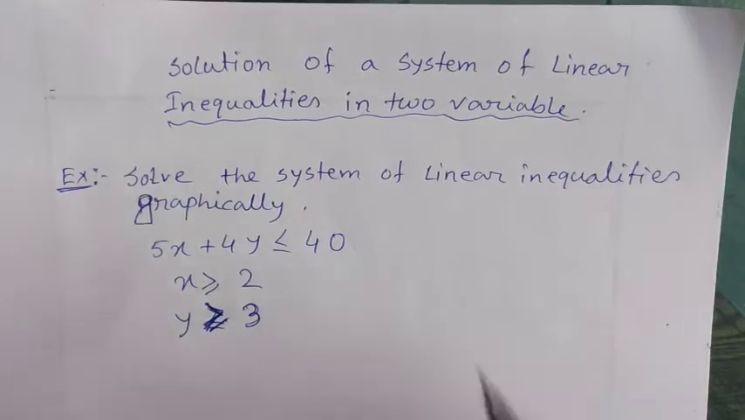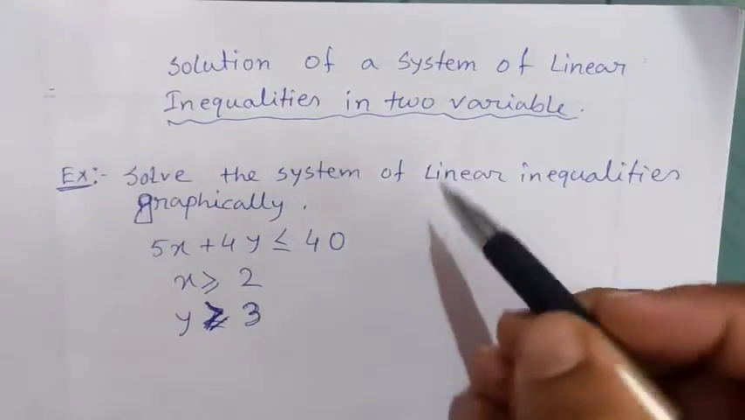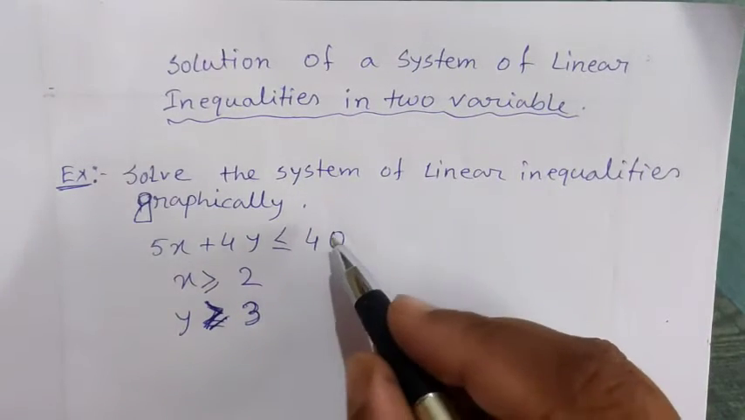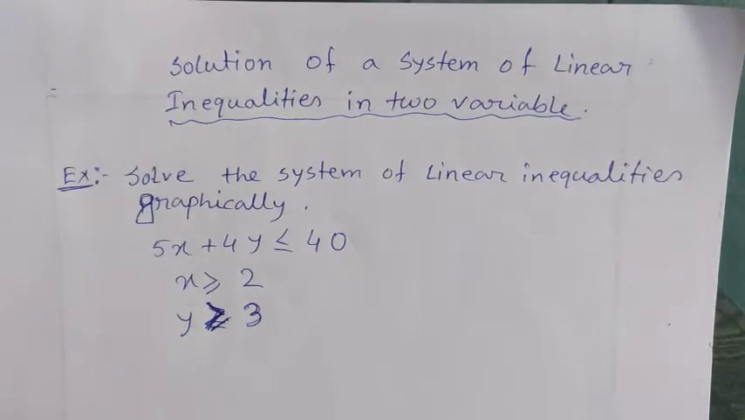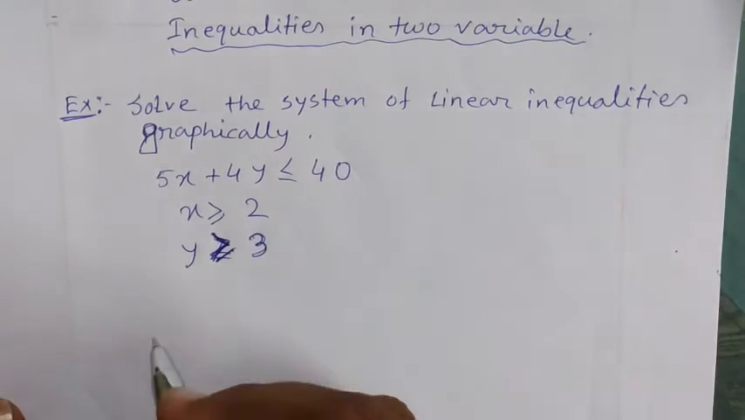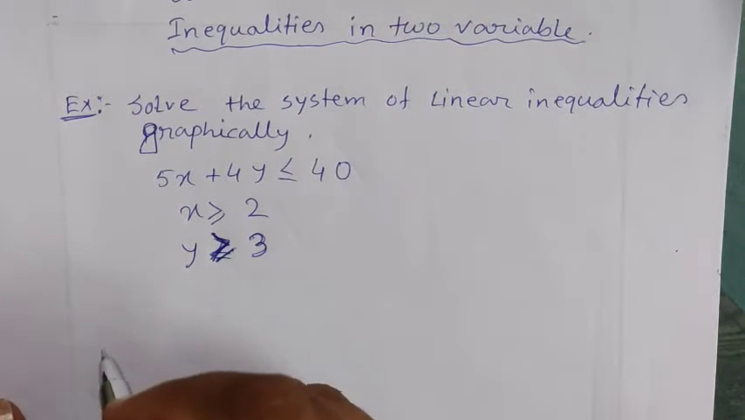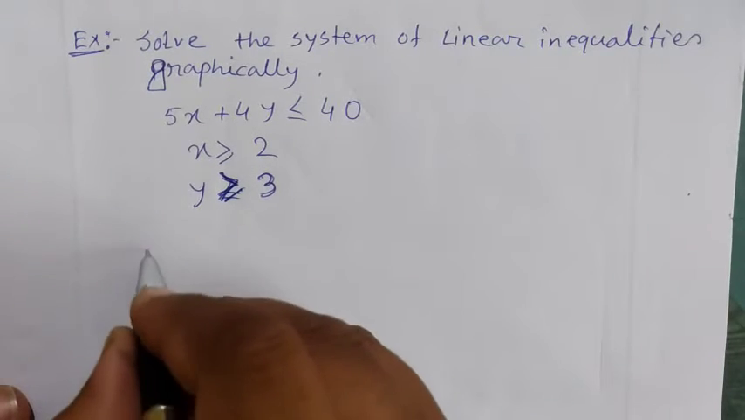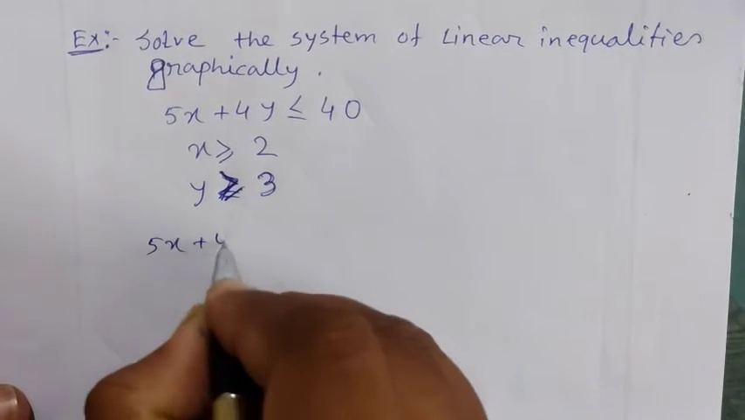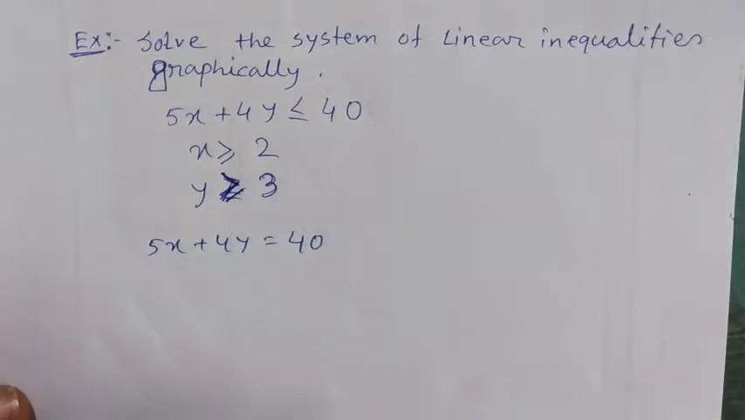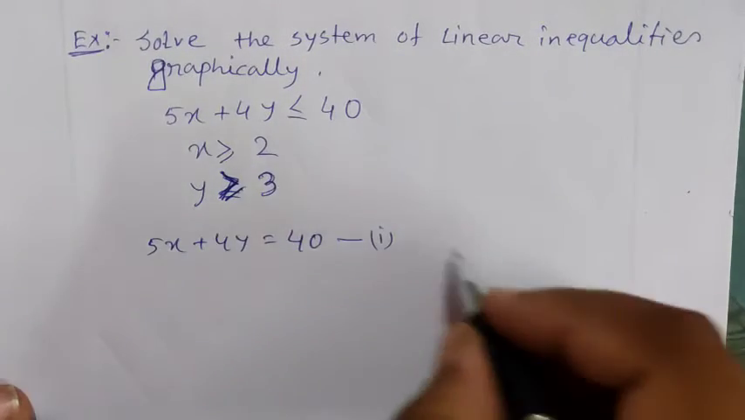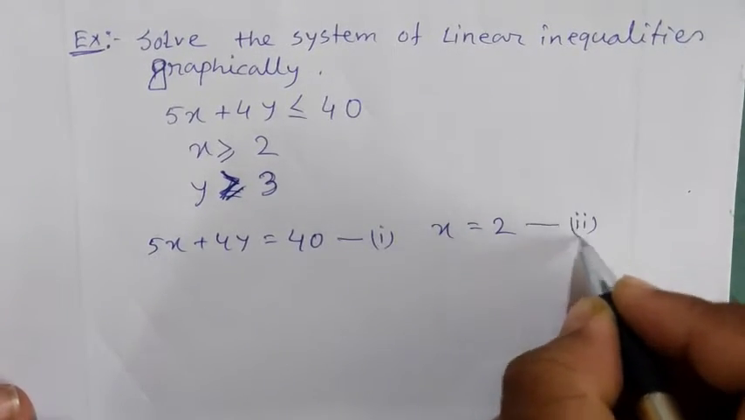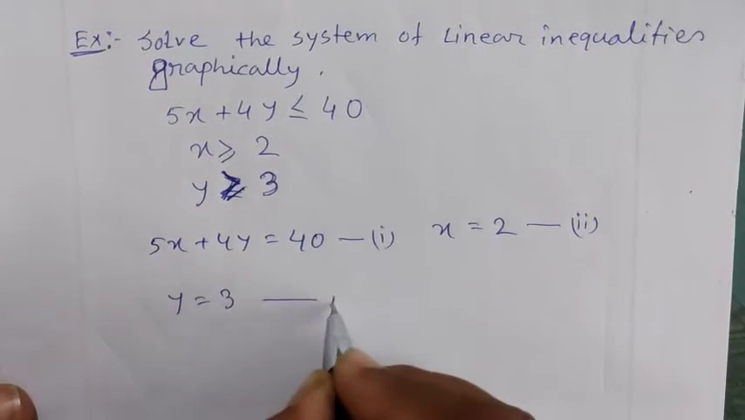Next we will be solving the system of linear inequations in two variables, graphically. Here we have been given a set of three inequations which we have to solve graphically. So first we will write the inequations as equations, and we will draw the equations on the graph paper. The first equation is 5x plus 4y equals 40, the second equation is x equals 2, and the third one is y equals 3.